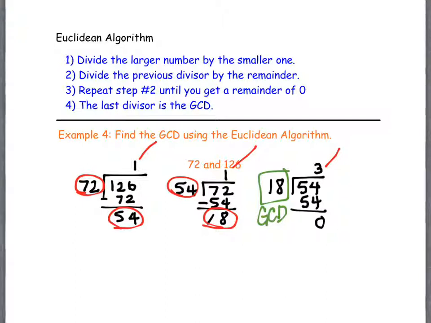All right. The next part of our lesson is about least common multiples. So I think we're going to stop here because it'll be more cohesive to do all that together and stop with greatest common divisor.